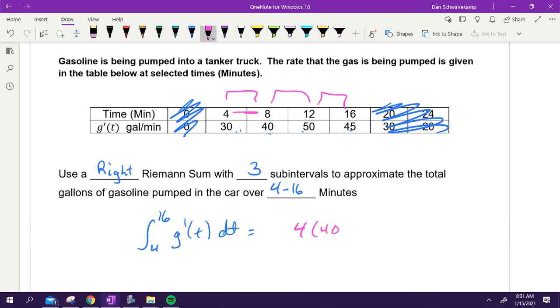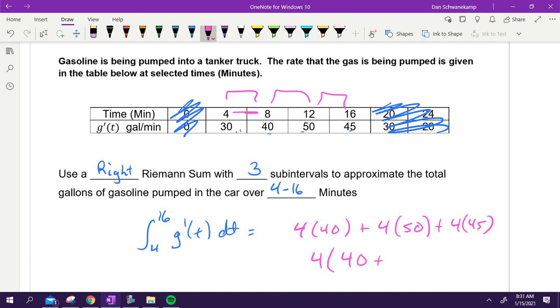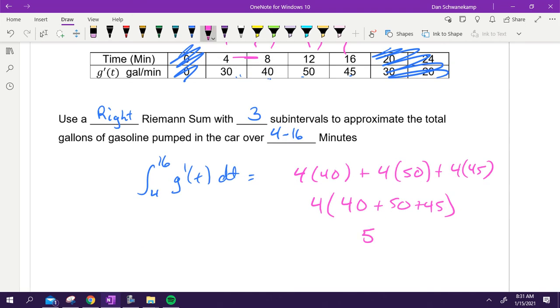40. 4 times 40 plus, then I'm going to use 4 times 50 plus 4 times 45. We can work through all of that. The one thing I noticed is that they all have a 4 in them. And then you can go 40 plus 50 plus 45. Do the math. We got 540.